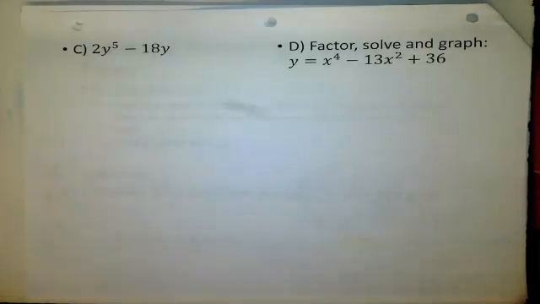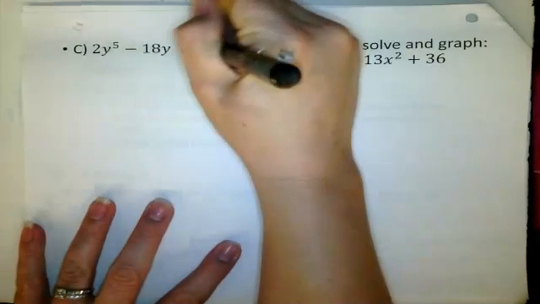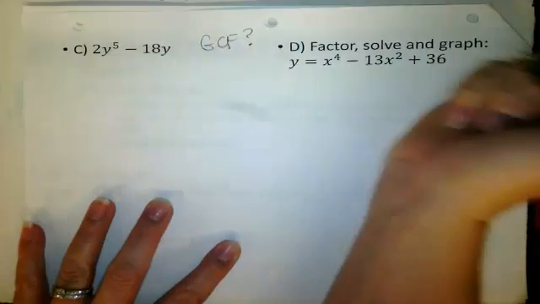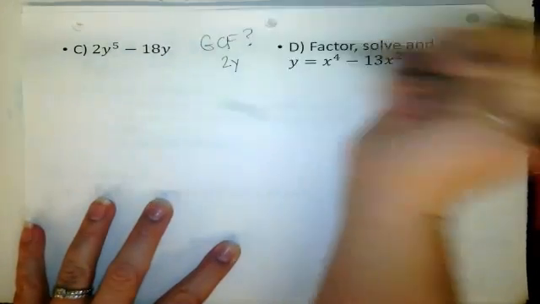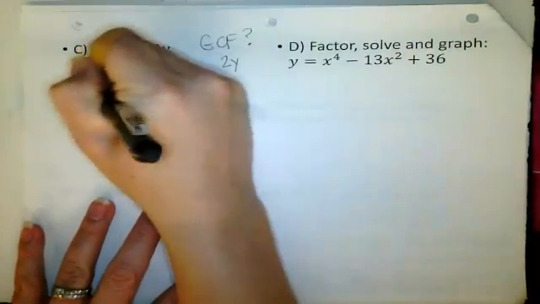Letter C, 2y to the 5th minus 18y. What's rule number 1? GCF. Is there a GCF here? A 2 and a y. Very good. So we're going to take out the 2y.